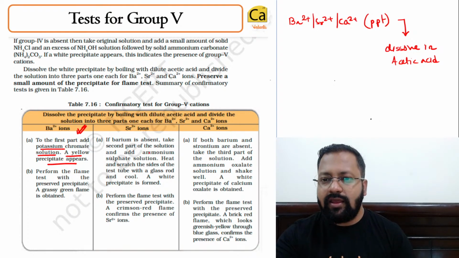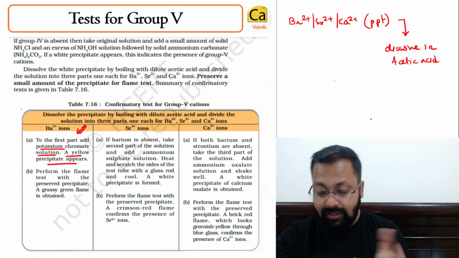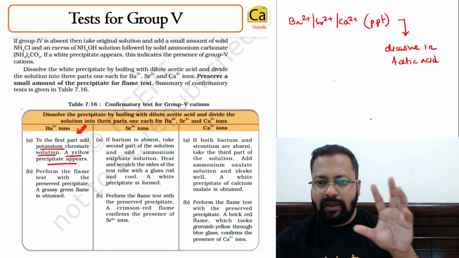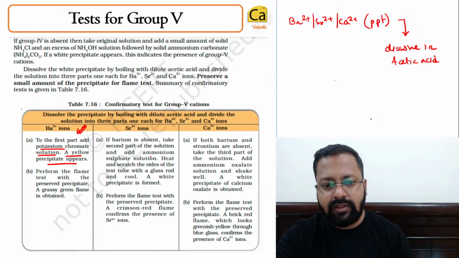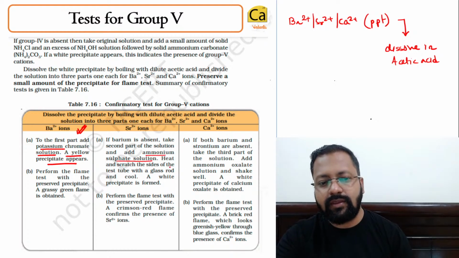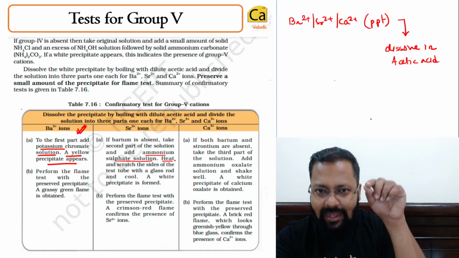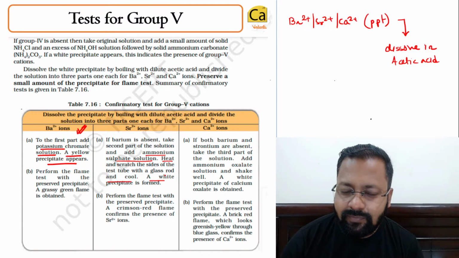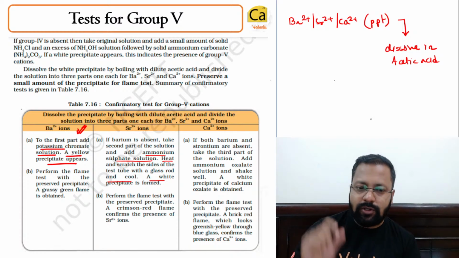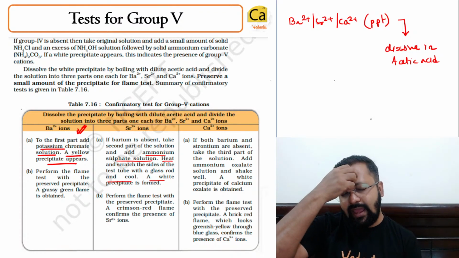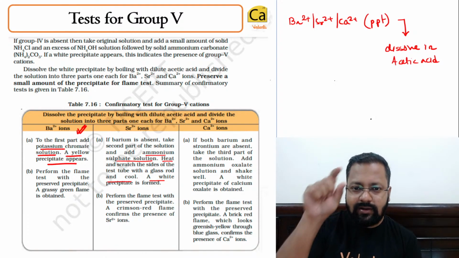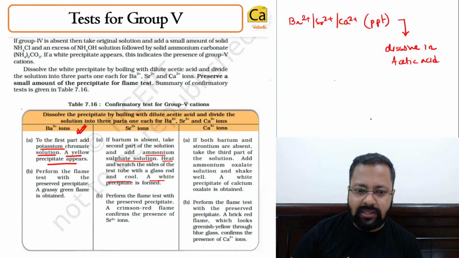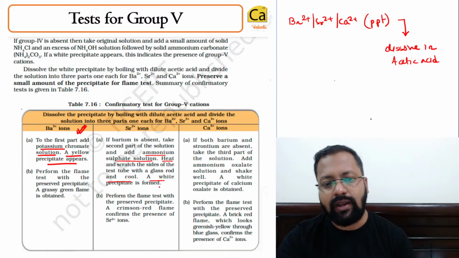Next, to the second part of it, whether barium is present or not is a different matter. The second part should be treated with ammonium sulfate. You heat it, you scratch the sides of the test tube and you cool it. You get a white precipitate. So what are you doing? In the second solution you add ammonium sulfate and then you heat it. You will get some salt sticking on the side of the test tube. You scratch it and you cool it. You will get a white precipitate.